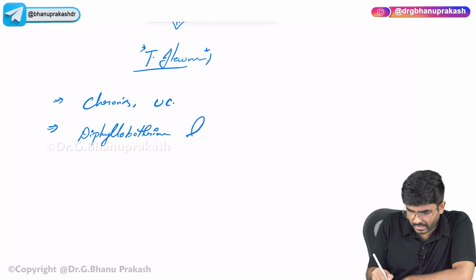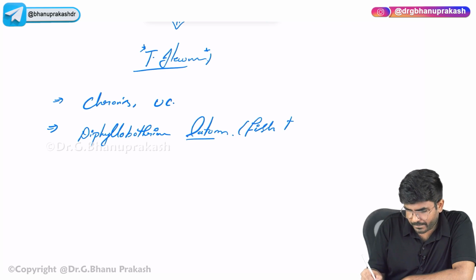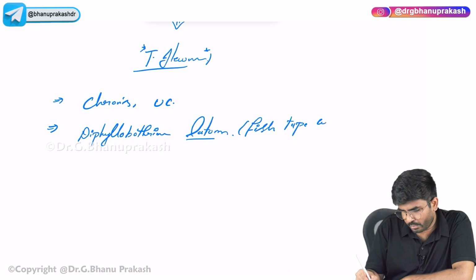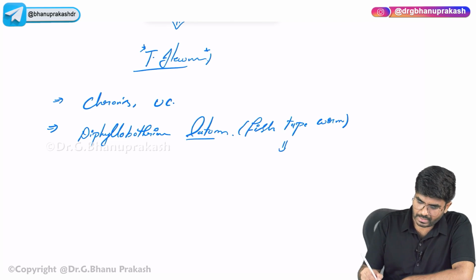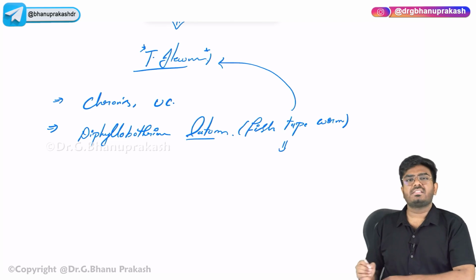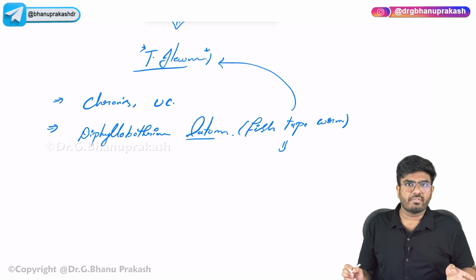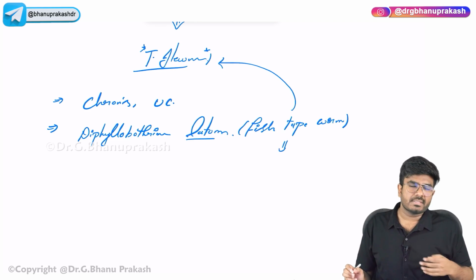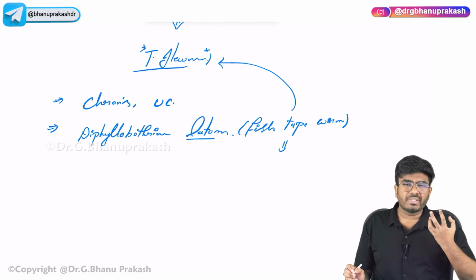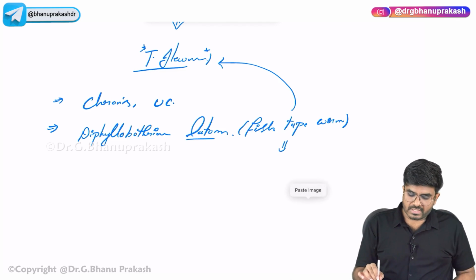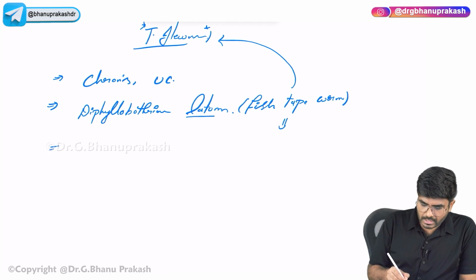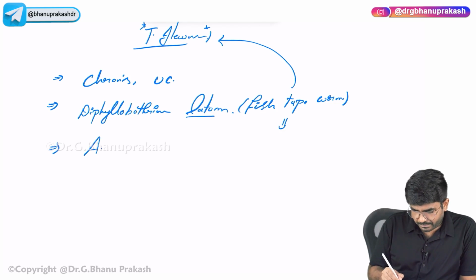Diphyllobothrium latum is a fish tapeworm. Where does it live? It lives in the terminal ileum. As it lives in the terminal ileum, it interferes with the absorption of vitamin B12. It causes ileitis, so inflammation. During that inflammatory condition, vitamin B12 absorption is not going to happen properly. So that can lead to vitamin B12 deficiency anemia. That's one reason: Crohn's, ulcerative colitis, Diphyllobothrium latum infections.